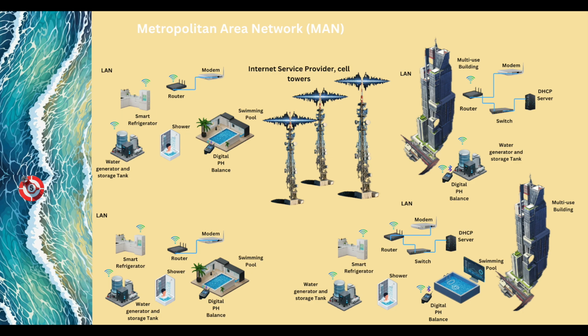But the signal comes from these cell towers, and it's collected by the modems and the different local area networks. And from there, the signal goes to the router, and then it turns into the Wi-Fi, like I said before.